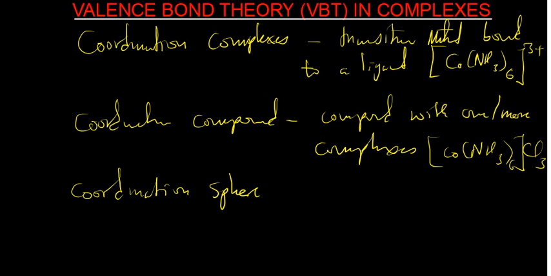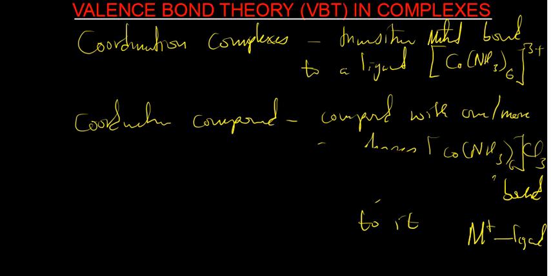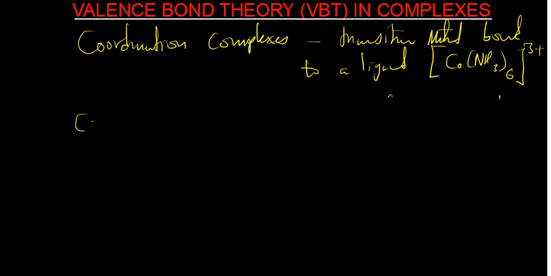Now when you're talking of a coordination sphere, this is simply a metal and ligand bound to it. So if you've got a metal and ligand bound to it, is what we call a coordination sphere. Okay, such as you can have, let's say we've got a metal here and then you've got a ligand. Such is a coordination sphere.